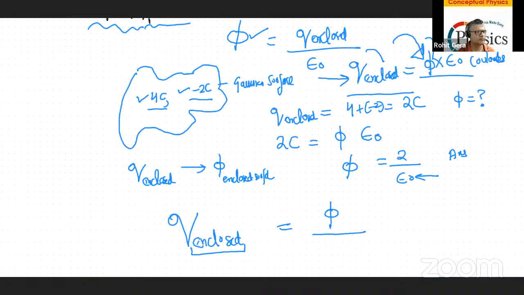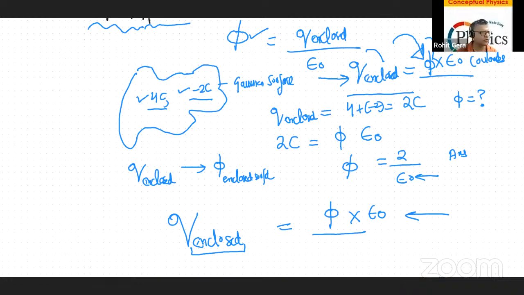Right. This is the way to go. Very simple and straightforward, which you have to memorize. So the flux through the closed surface. Okay, this is a closed surface.